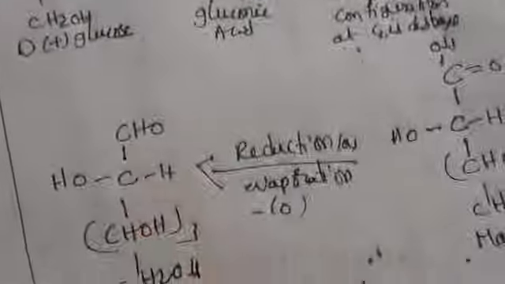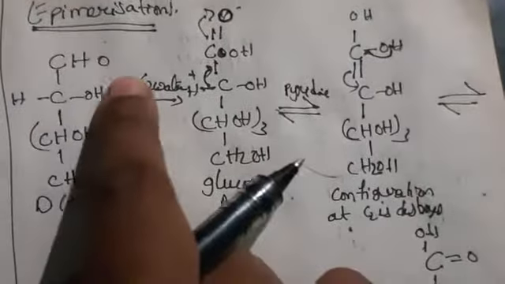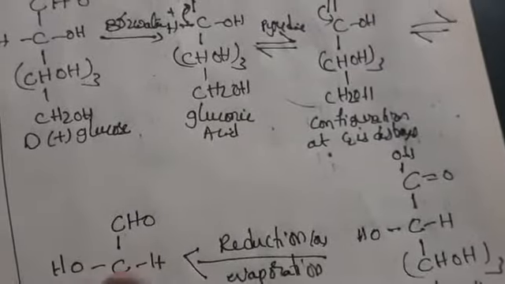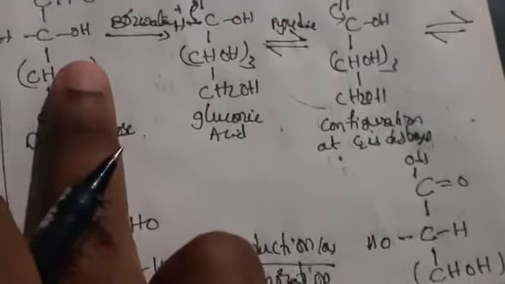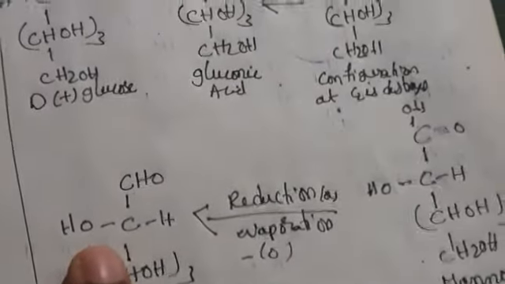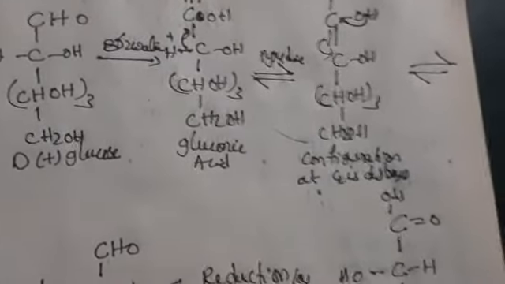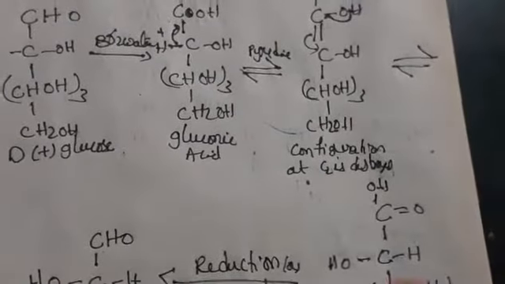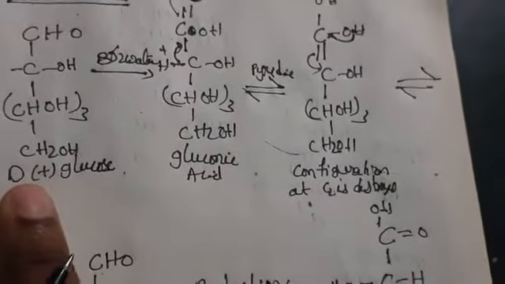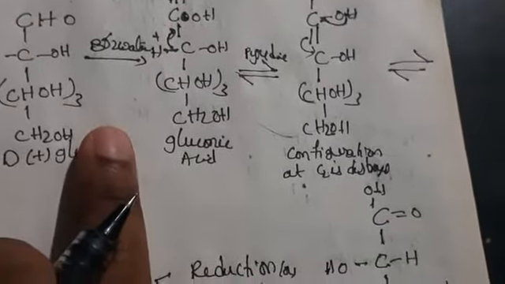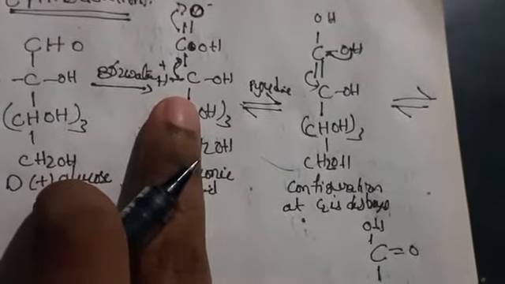See here, the formula is the same, but observe the position of OH at the C2 carbon: there will be a change in the position of OH. If it is on the right side, we call it glucose. If it is on the left side, we call it mannose. That means the configuration is changing. So this is nothing but epimerization. First we added Br2 water, so gluconic acid is formed.